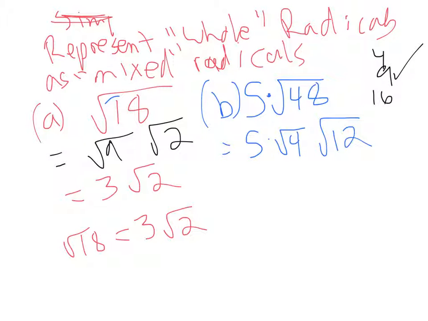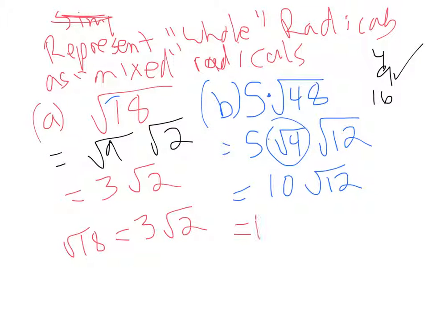Well, that would equal, square root of 4 is 2, so 5 times 2 is 10 root 12. Are there any perfect squares left inside that? Well, what are the factors of 12? 1 and 12, 2 and 6, 3 and 4. 4 is a perfect square, so I've got to break that down now.